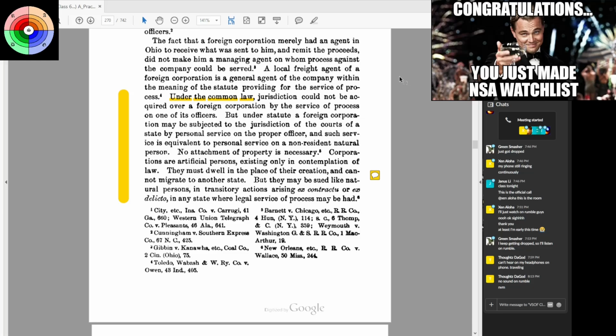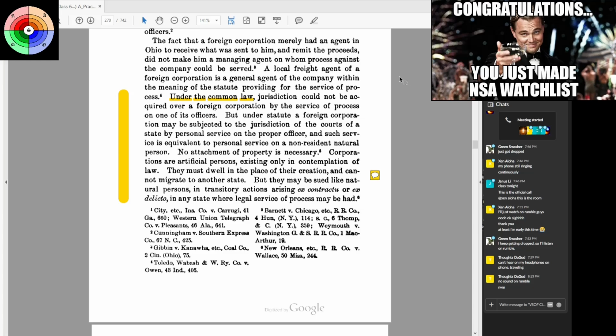Under the common law, jurisdiction could not be acquired over a foreign corporation by the service of process on one of its officers. But under statute, a foreign corporation may be subjected to the jurisdiction of the courts of a state by personal service on the proper officer, and such service is equivalent to personal service on a non-resident natural person. We'll get into a natural person in a minute. No attachment of property is necessary.